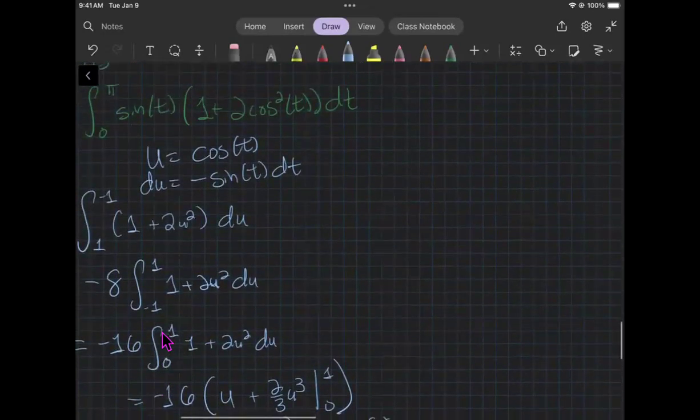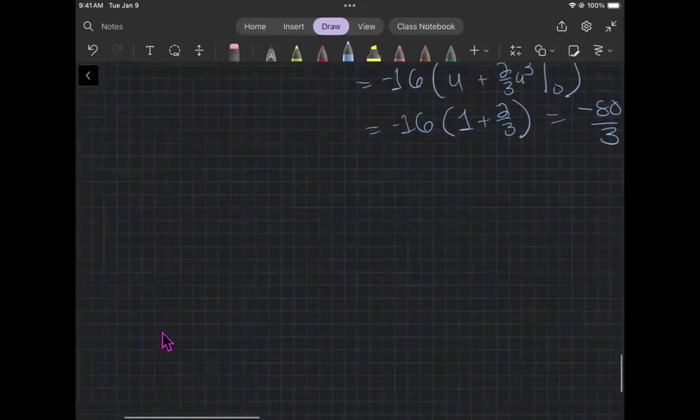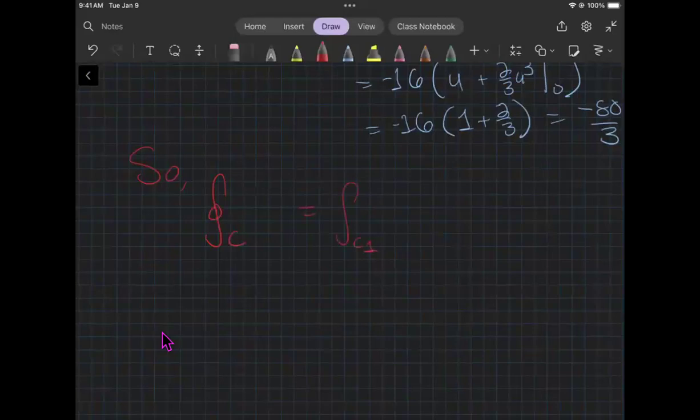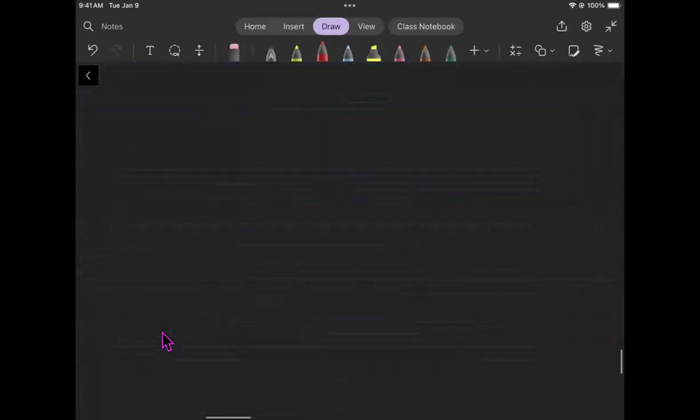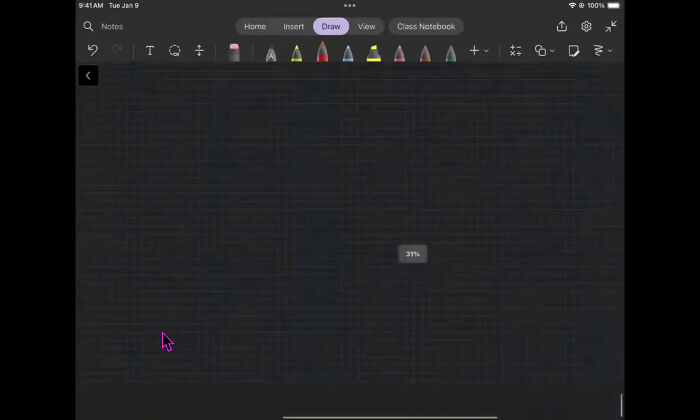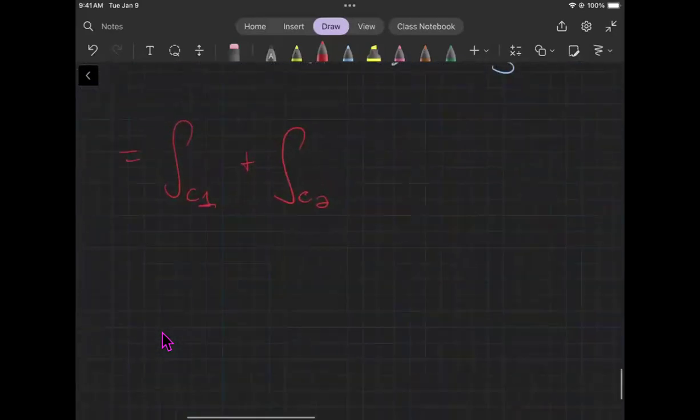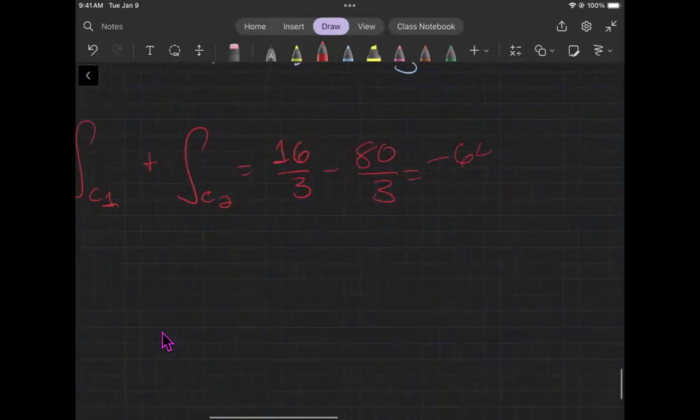Okay, so therefore the line integral of the closed curve of that function will equal the line integral of the C1 curve plus the line integral of the C2 curve. So that equals 16 thirds minus 80 thirds, which is negative 64 thirds. And that's how you do that line integral.